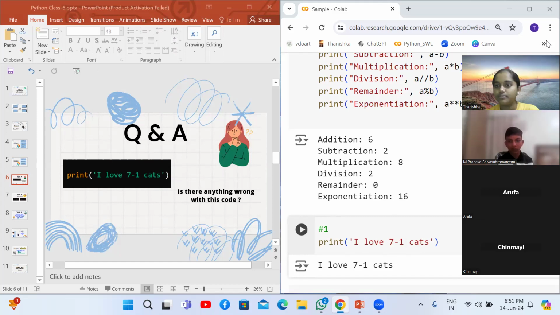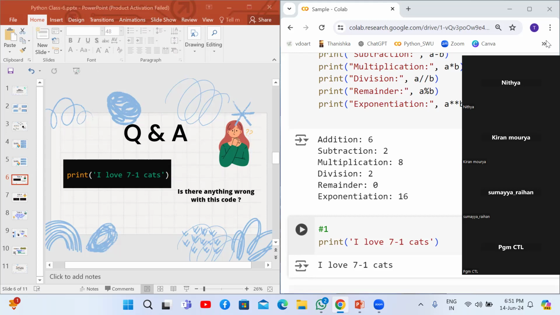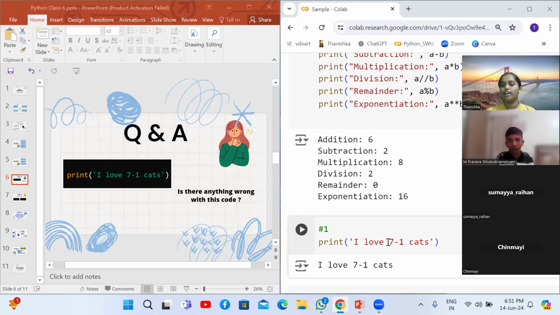Raihan, are you there? Raihan, you are here, right? Do you know the answer? Yeah, you can guide me here. If you put double inverted comma, we can get the correct answer. Where should I put? I love in bracket. Inside here. So instead of the single quotation, if I put double quotation, then I will get the answer.